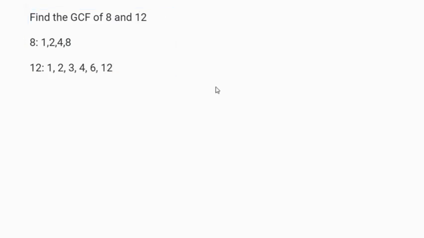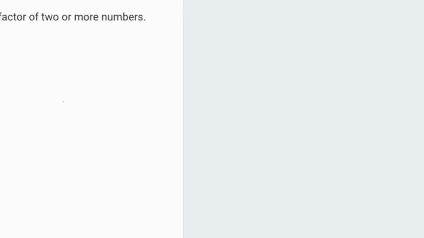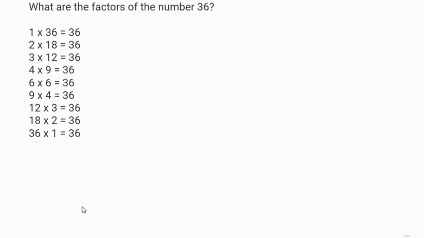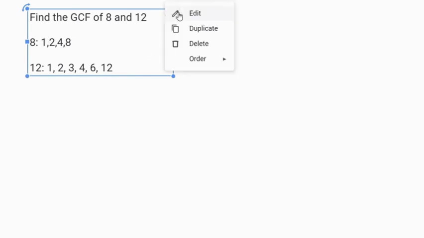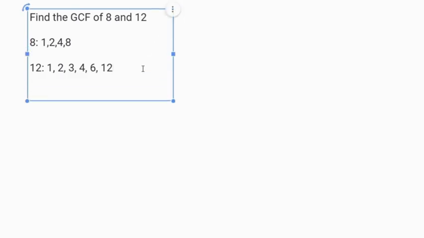Again, make sure you write this out completely like we did back here, because you're still learning right now and you're not as used to it and can't do it as fast, and I don't want it to be confusing for you. Okay, now the greatest common factor is going to be 4, because that's the largest number between these two. Therefore, the GCF of 8 and 12 is 4.